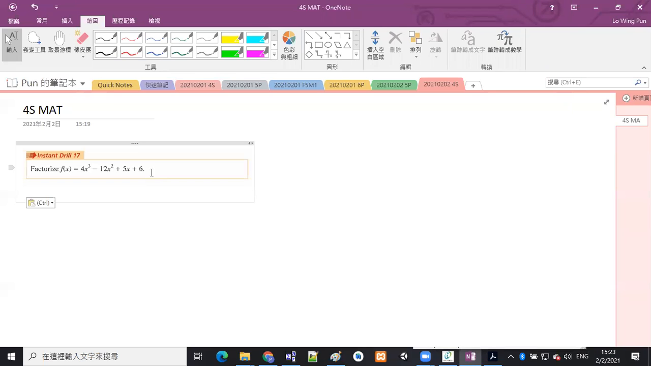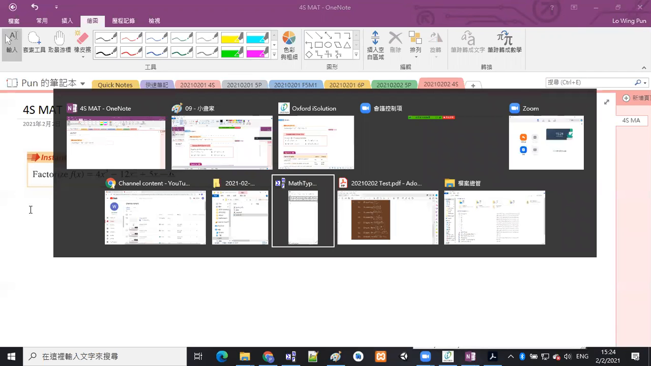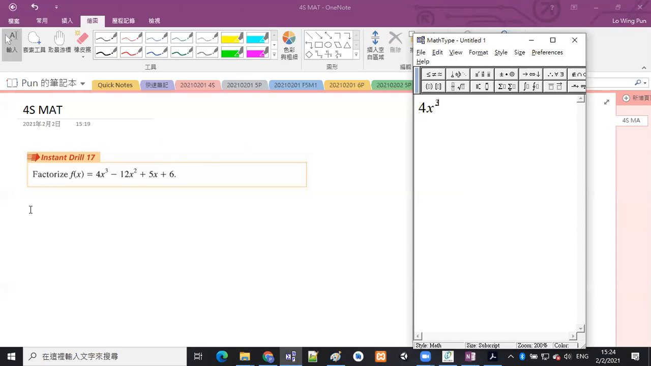Instant drill 17, factorize f(x). The question did not give you the first factor, and it did not guide you with a part A to find the first factor. So you need to try out all the possibilities yourselves. What are the possibilities? We write down the first term and the constant term, and then we write down all the factors of the number coefficient. It's 1, 2, and 4, right?